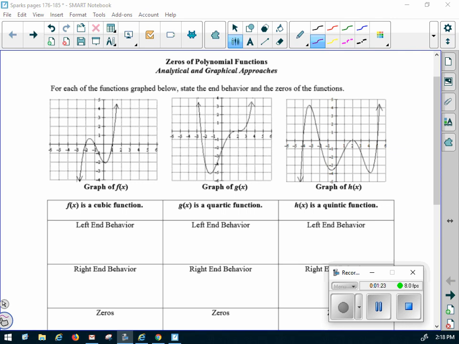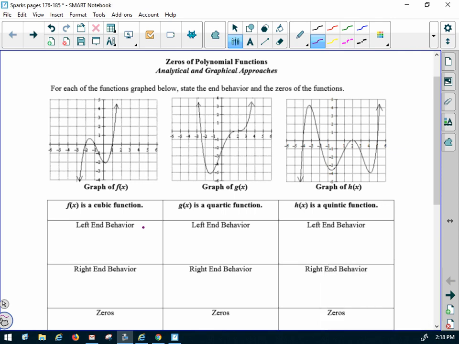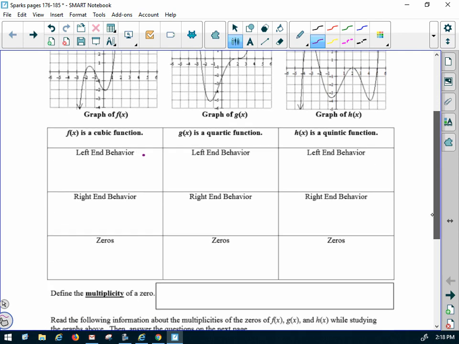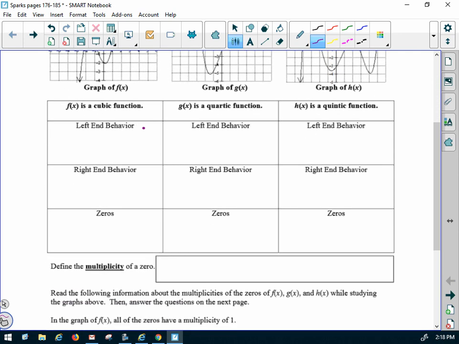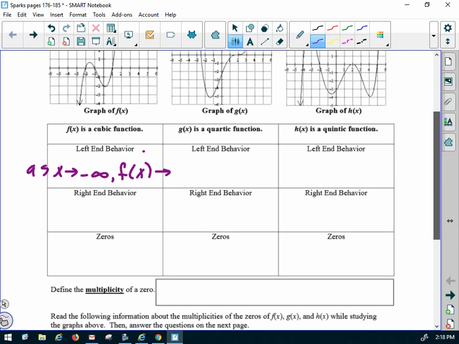Let's just go through this. f of x is a cubic function. Left end behavior. Does that mean as x approaches infinity or negative infinity? Negative infinity. So left end behavior, you're going to say as x approaches negative infinity, what does f of x approach? Negative infinity.